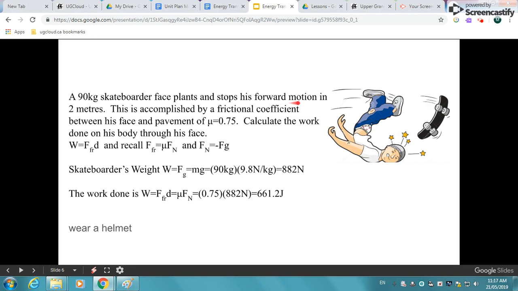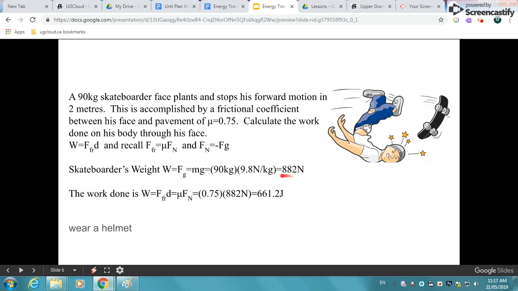90-kilogram skateboarder face plants and stops his forward motion in 2 meters. The coefficient of friction on the pavement in his face is 0.75. Calculate the work done in his body through his face. Well, if we're going to be coming to a halt in 2 meters, it's strictly due to friction. And remember, friction is the surface roughness. Mu is the surface roughness, called the coefficient of friction, times the normal force. And the normal force is the same as the gravitational force on you on flat ground.